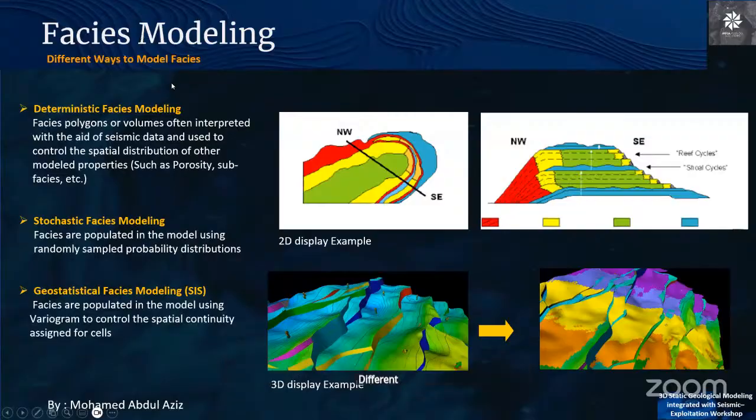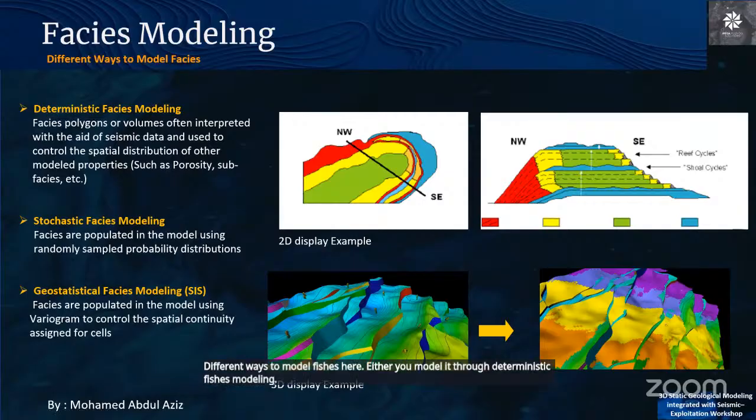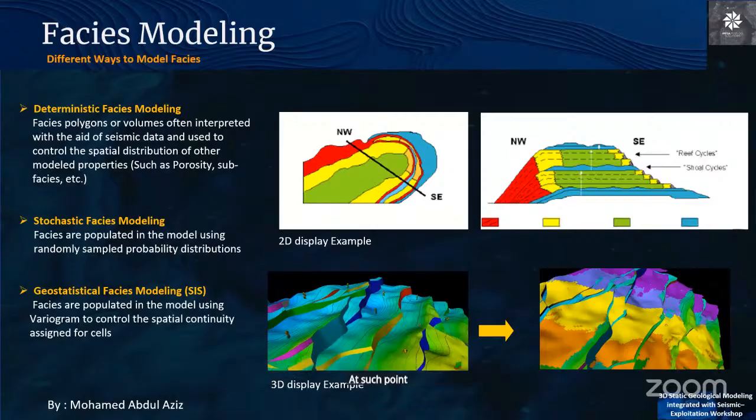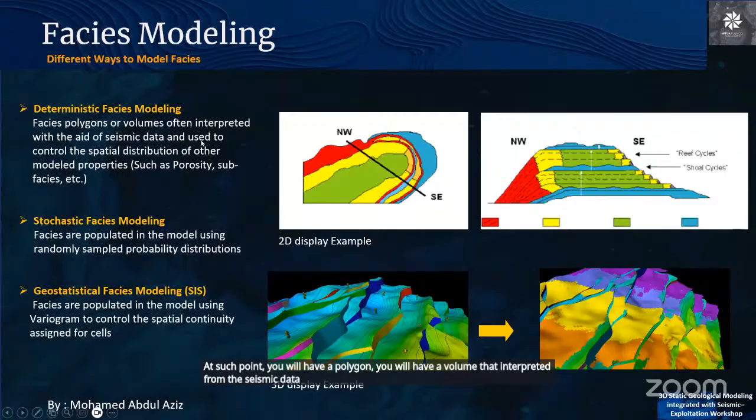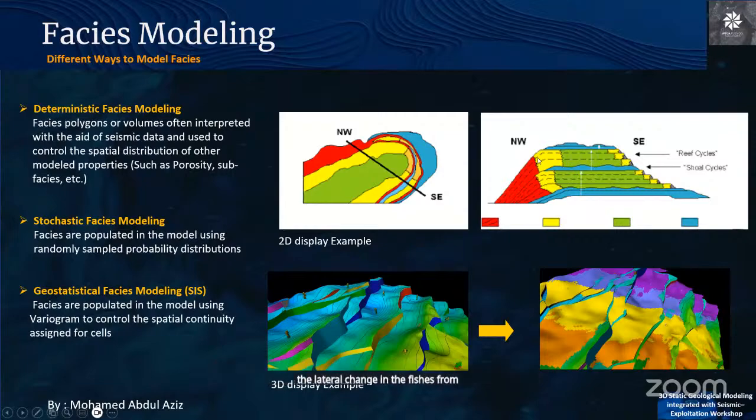Different ways to model facies here. Either you model through deterministic facies modeling. At such point, you will have a polygon, a volume interpreted from the seismic data, for example, used to control a spatial distribution or other. And this is an example, as I'm telling you, cross sections, just to show you the lateral change in the facies from area to area, okay?